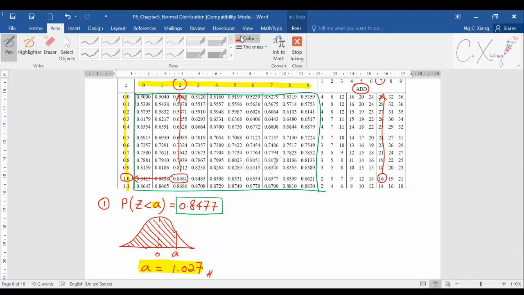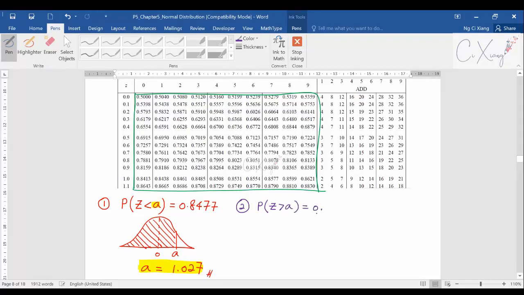Now we continue to part number two, the second case. Let me clear everything again. For the second case, maybe I give you the question like this. Let's say probability Z more than A equals to 0.2702. So Z greater than A equals 0.2702. First of all, you need to decide what kind of graph is correct, or what is your graph.